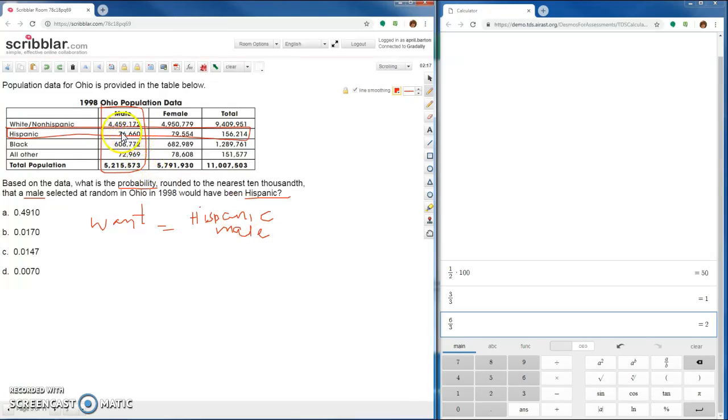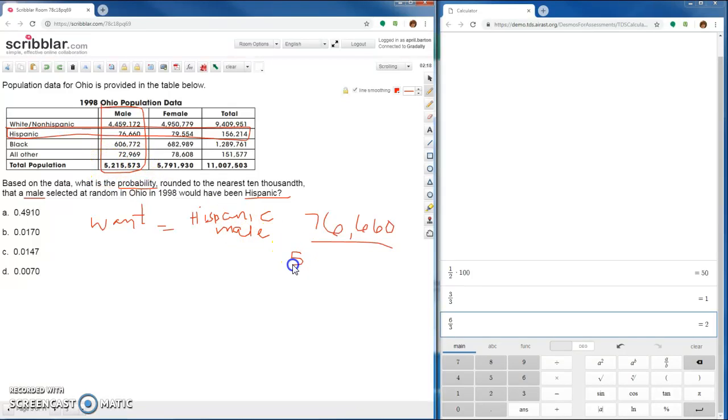So a Hispanic male, there are 76,660, according to the data in the table. So then we have to say, well, what's the total amount? Based on the data, what is the probability that a male selected at random would have been Hispanic? So we only care about the total amount of males. They didn't say a Hispanic male would have been selected from the total population. They limited it to males only.